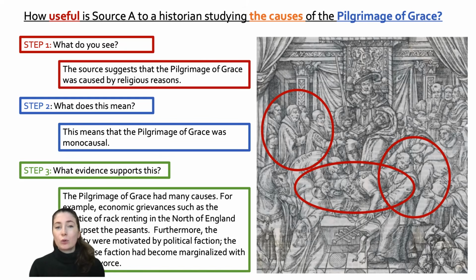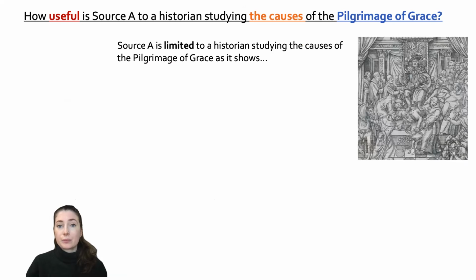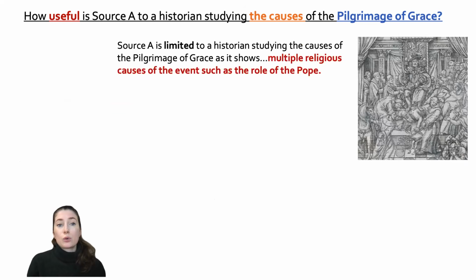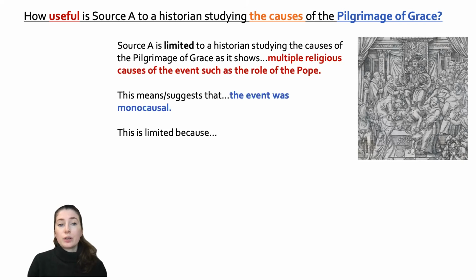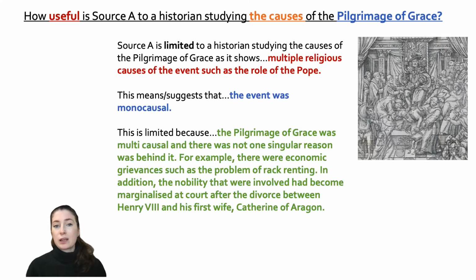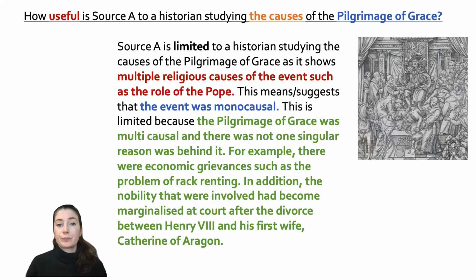Hopefully that makes it slightly more clear how to go about reacting to limitations. Also might make it clear why limitations is okay if it's a smaller section. Putting it all together then, source A is limited to a historian studying the causes of the Pilgrimage of Grace, as it shows multiple religious causes of the event, such as the role of the Pope. So I've given that specific example there. This suggests that, so do you see that the starter sentences are almost identical? The event was monocausal. This is limited because, and I've just explained again what I previously went through, that there are economic and political reasons as well. There it is all together as one paragraph.